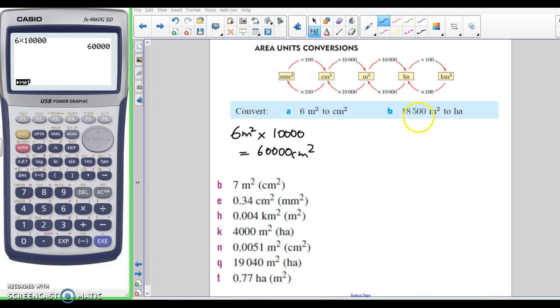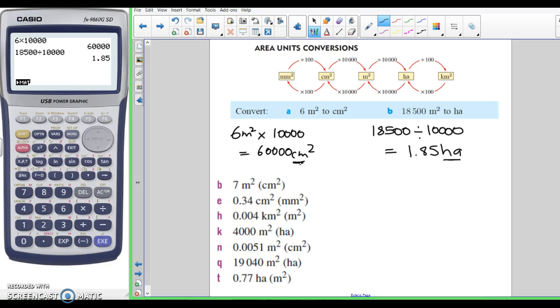If we have a look at this one over here, we've got 18,500 meters squared to hectares. So here's our meters squared. We're going to go to hectares, so across the top this time. So this time we divide by 10,000 because we're going from a smaller unit up to a bigger unit. So 18,500, we'll divide that one by 10,000. And we'll get our answer. So you've got 18,500 divided by 10,000, which gives me an answer of 1.85 hectares. Now it's really important you put in your units, or else you will lose marks in the test. Okay, it's very, very important.